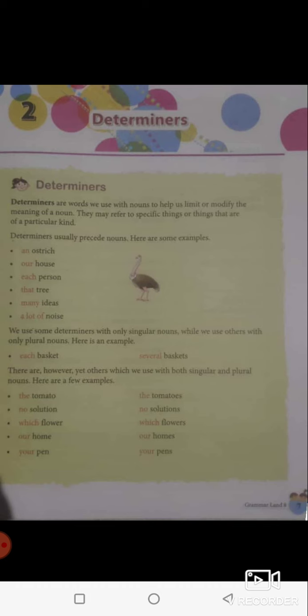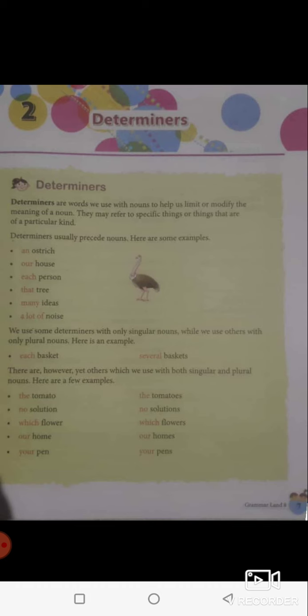We use some determiners with only singular nouns, while we use others with only plural nouns. Here is an example of it. Each basket. So each refers to a singular determiner. The basket itself is a singular noun, and therefore with each basket, each is used with a singular noun to add meaning to it. Whereas when we use baskets, then several baskets, many baskets, few baskets. So these determiners would be used with the plural noun.